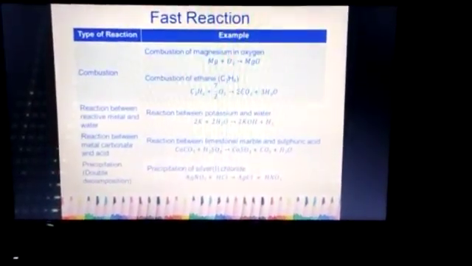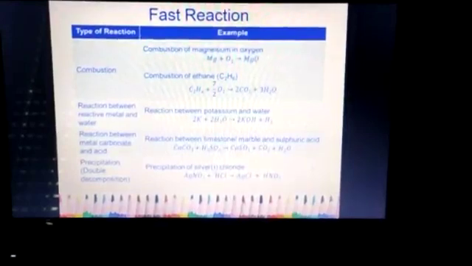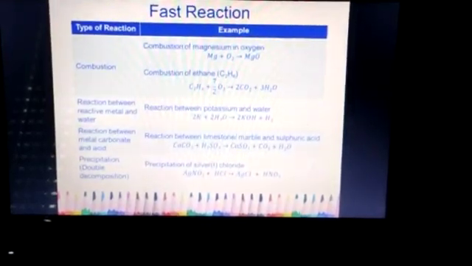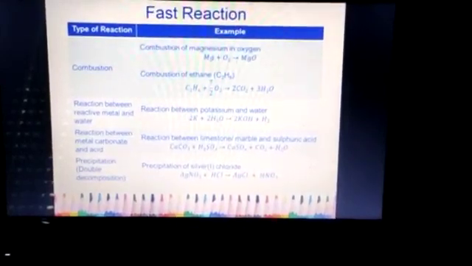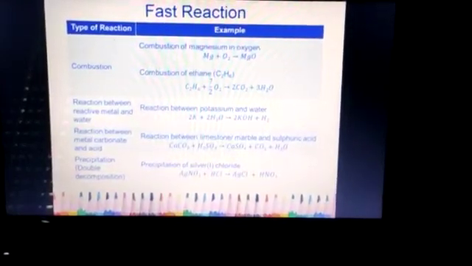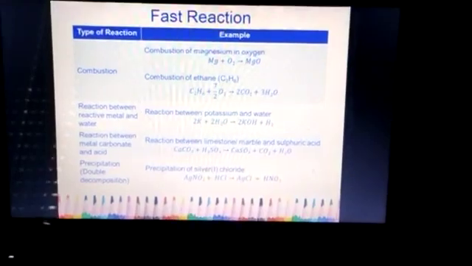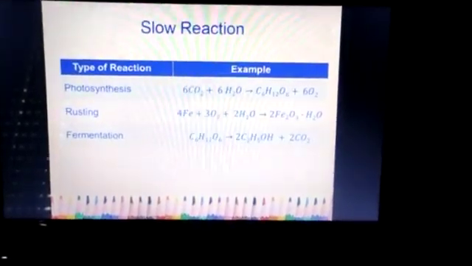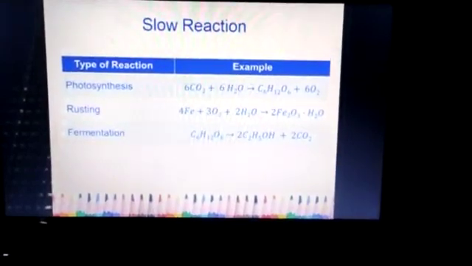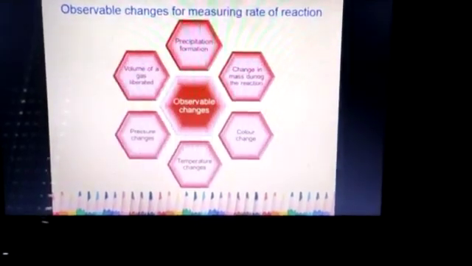Here we have some examples of fast reactions. We have the types of reactions. As we have mentioned, there are combustion, reactions between metals and water, reaction between metal carbonate and an acid, precipitation, double decomposition. For slow reactions we have photosynthesis, rusting and fermentation.